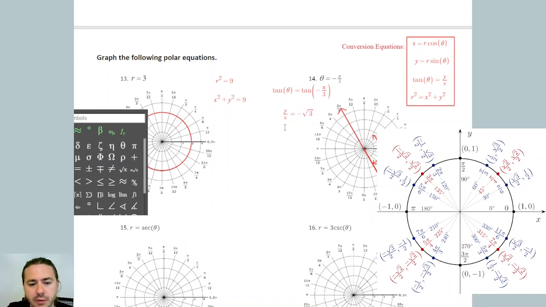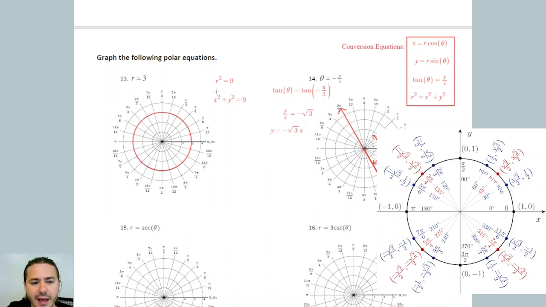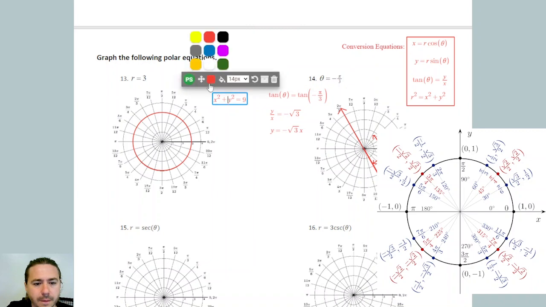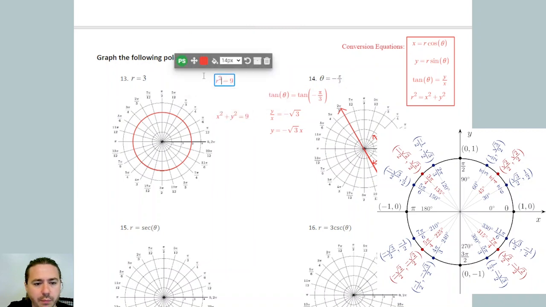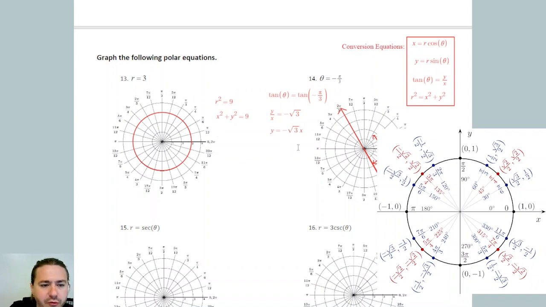And then if I multiply both sides by x, I get this linear equation that has a y-intercept of 0, and it has a slope of negative root 3. So this is like a y equals mx plus b style equation. Now it's not asking me to convert these, but I figure it doesn't hurt to see a few more worked out. We don't have to do it for everyone, but anyway, so there you go. There's 13 and 14.